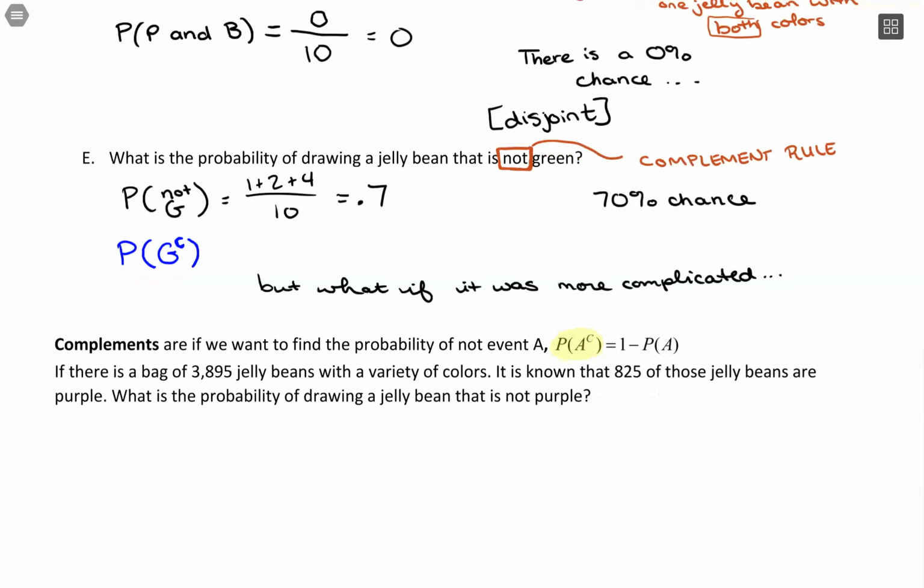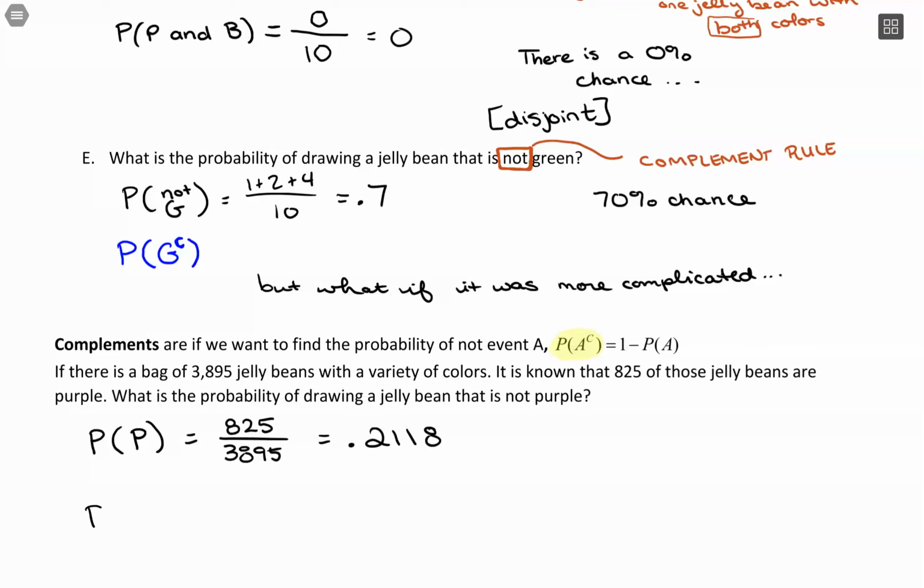So let's say this was more complicated. If there was this bag of 3,895 jelly beans with a variety of colors, I didn't even say how many colors there are, but let's say we had just the full Jelly Belly range of all the different flavors and colors. It is known that 825 of those jelly beans are purple. So what's the probability of drawing a jelly bean that is not purple? So first let's think about what's the probability that a jelly bean is purple. Well, we have 825 purple jelly beans out of the 3,895, which is 0.2118. So that's our probability of getting a purple jelly bean.